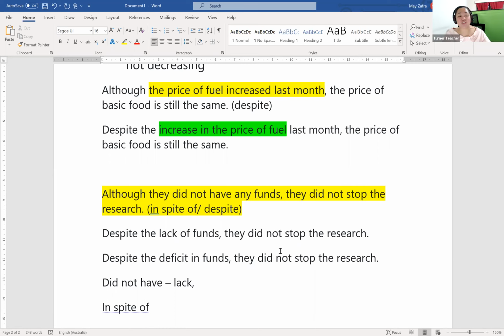Insufficiency is a noun, but insufficient is an adjective. So you have to use insufficient for in spite. Okay. In spite, insufficient funds. Yes. But despite should be a noun. So despite insufficiency of funds. You got it now?